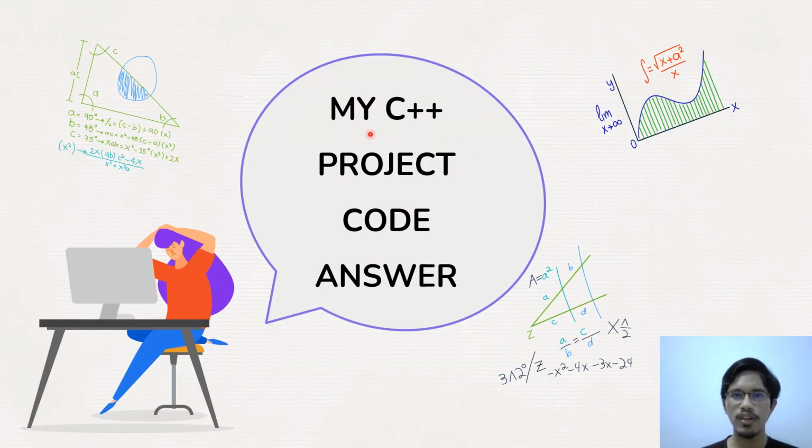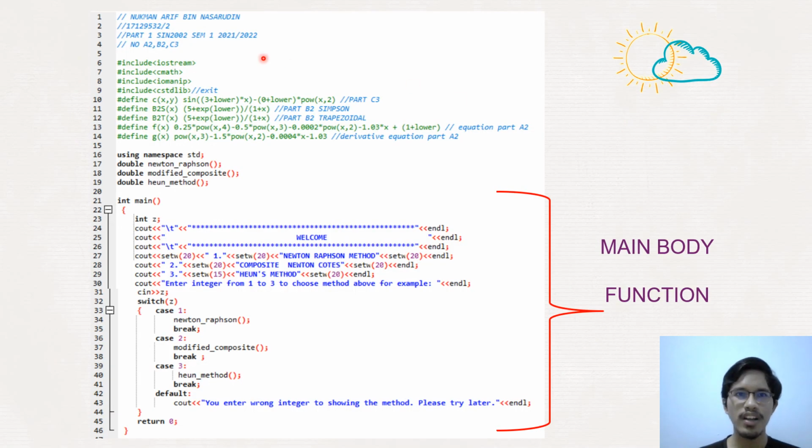Okay, so let's take a look at my answer, the project code, my C++. In this part, I include iostream for input-output functions, cmath for the power function, and iomanip for setprecision, setting the figure or decimal places, and cstdlib for the exit function. I define C here for part C3, B2S for part B2 Simpson, B2T for part B2 trapezoidal, f(x) here for part A2, and g(x) here for the derivative for part A2.